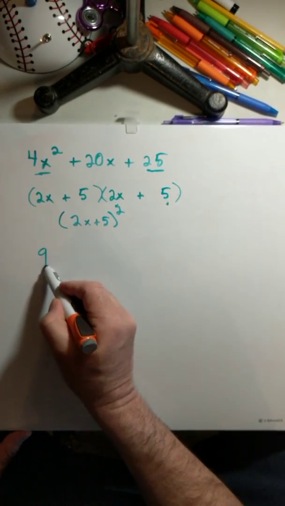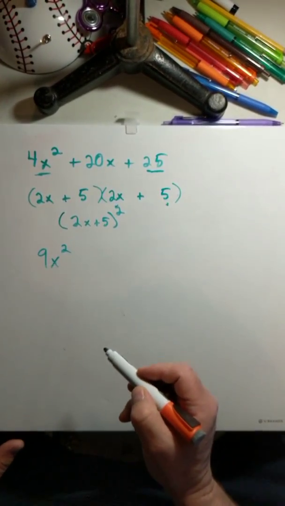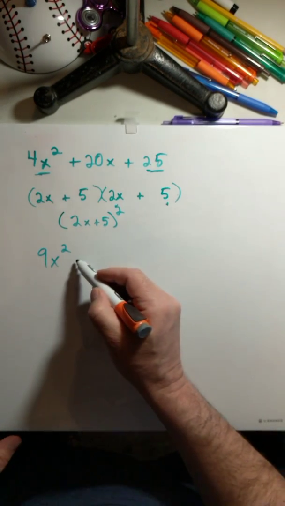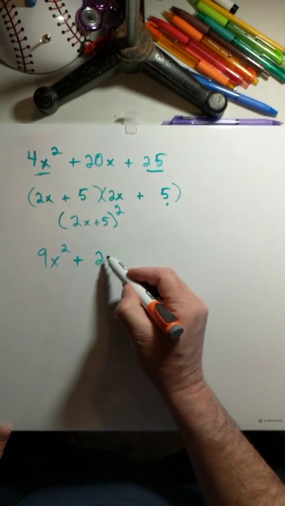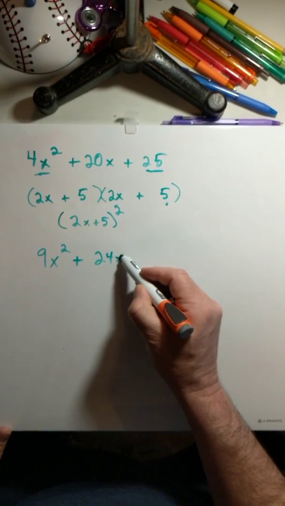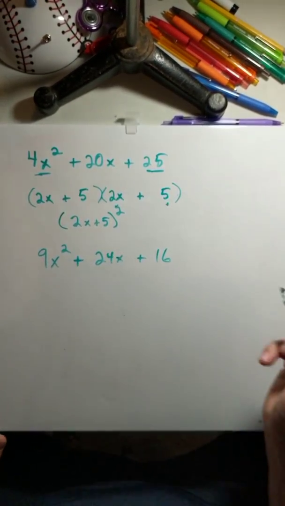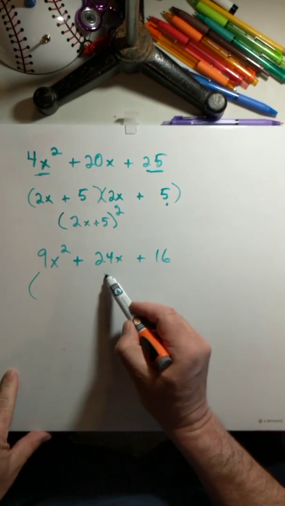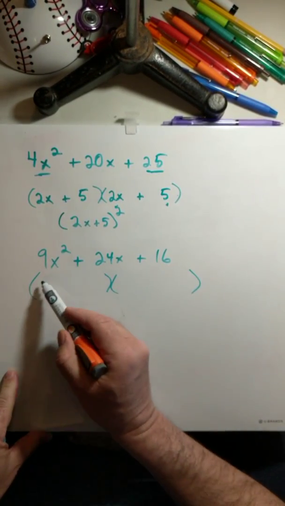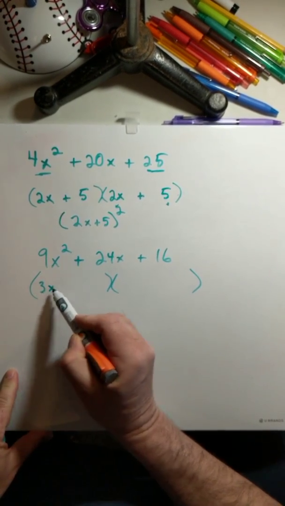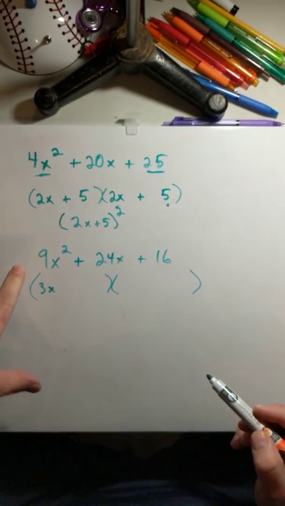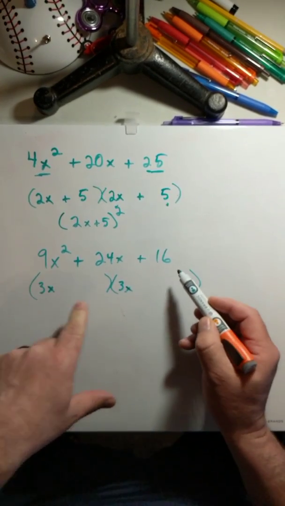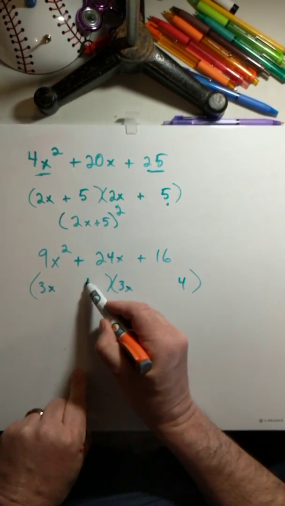Let me give you another example. 9x squared plus 24x plus 16. So again, I take a look. Those are square numbers. So as soon as I see that, I think, okay, well, I'm going to try this square rooting thing. So square root 9x squared and get 3x. Square root 16 and get 4.